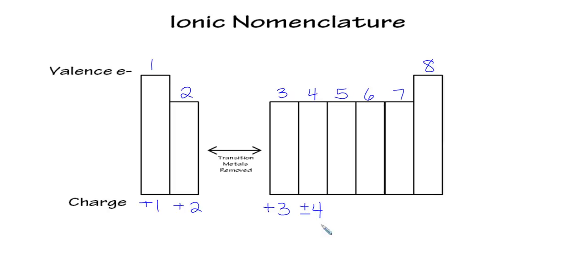Now, that doesn't mean that we can't transfer. So I'll leave that plus or minus 4 up there. And that'll apply to most elements in that group. It's kind of the turning point. When we get over to the nitrogen family, now we have 5 valence. So it's probably easier to gain 3 than lose 5.